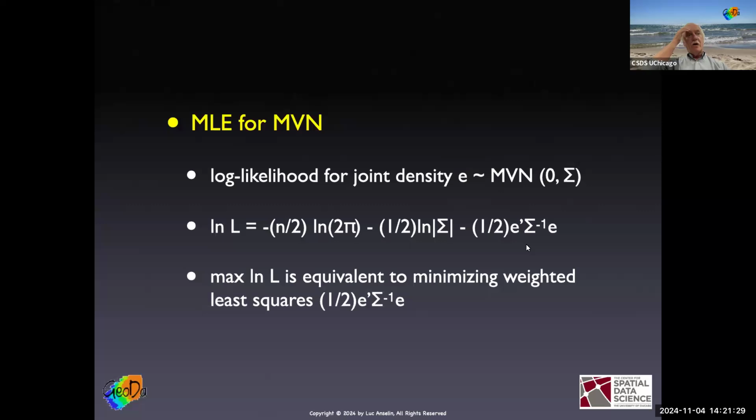So maximizing the log likelihood function for the classic problem of finding the mean and the variance matrix for multivariate normal random variables is essentially finding the minimum of this, because it's the maximum of a negative, which is the minimum, which is weighted least squares.